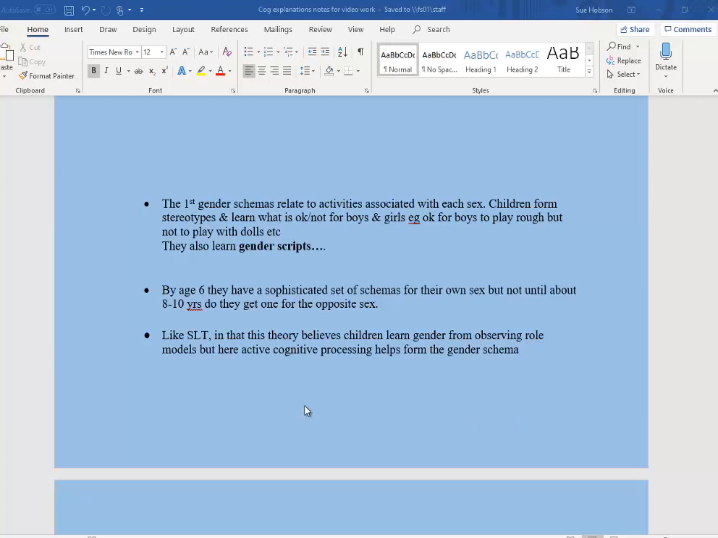So this is like social learning theory, SLT, that gender schema theory believes that children learn gender from observing role models, but here they're saying that it's actually a much more active cognitive processing that's going on to form that gender schema.